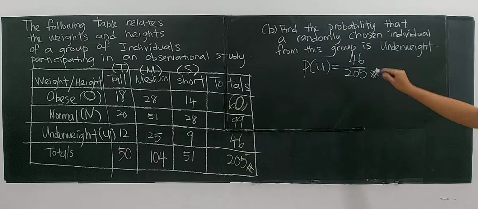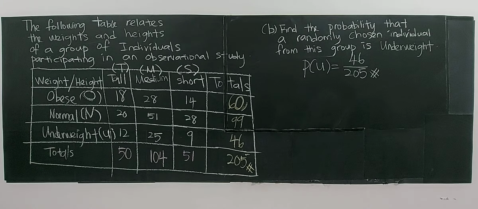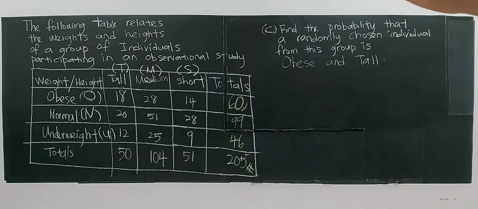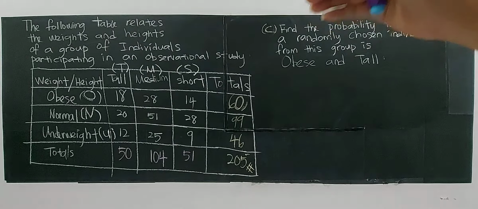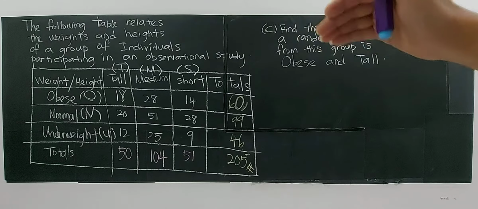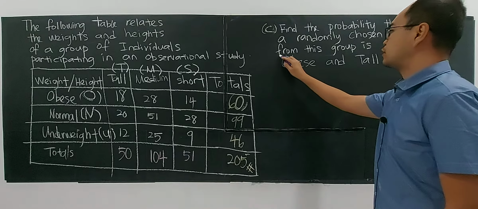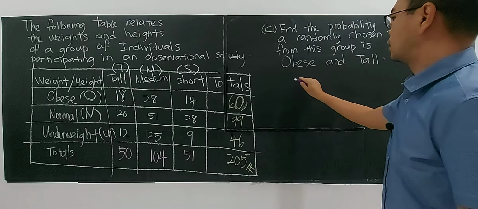Alright, this is the probability of underweight. Alright, let's see more examples from this question. Let's look at part C. Find the probability that a randomly chosen individual from this group is obese and tall. We also can get the number of individuals who are obese and tall.